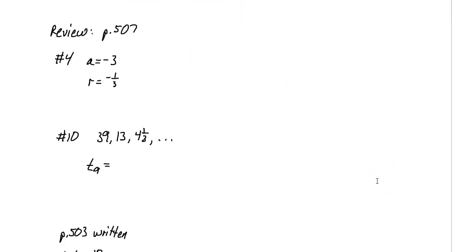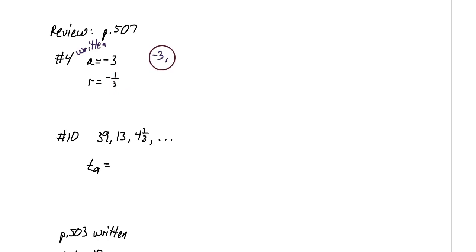For the review assignment, we're going back to page 507. And question 4 on the written says, write the first 4 terms of a sequence given this information. The first term is negative 3, and the value of r is negative 1/3.